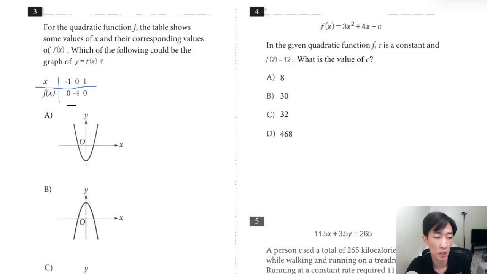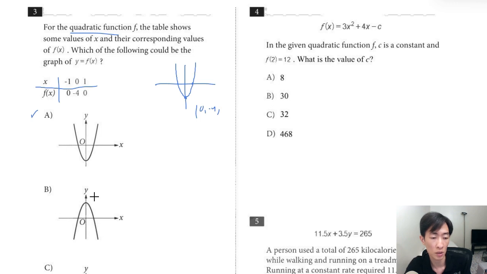There is symmetry about the y-axis because notice what the points are. 0, negative 4, so that's 1 point. Negative 1, 0. And then 1, 0. So if this is a quadratic function, then it probably does look like that, and your points of intersection are 0, negative 4, negative 1, 0, and 1, 0. So A so far looks like the answer.